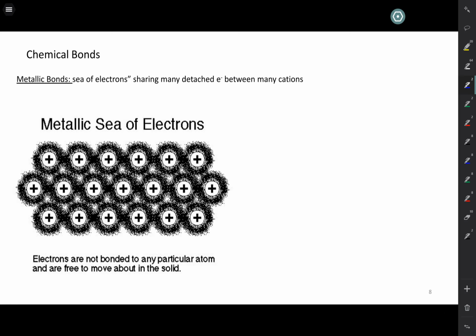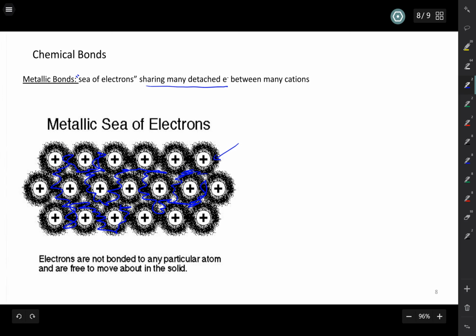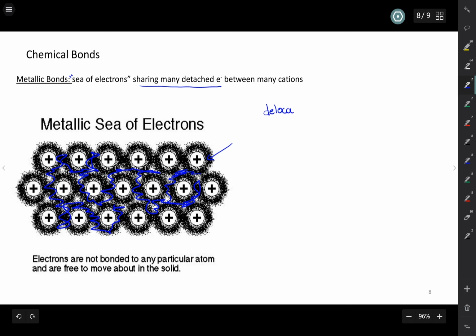Metallic bonds occur between metals only, and this is a sea of electrons, where there's the sharing of many detached electrons between many cations. And this is because metals can lose their electrons very easily. So what we have are just a bunch of cations that have lost their electrons, and then the electrons are just moving about in between. So we call this the sea of electrons moving around a bunch of cations. We can also call this delocalized electrons.